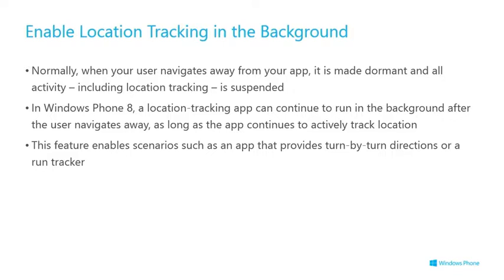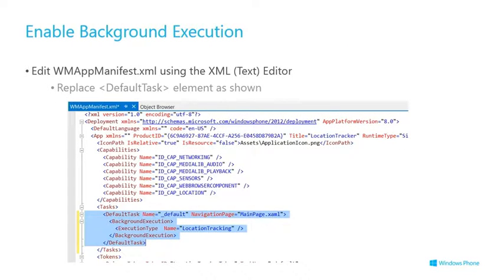Now, if you want to truly track location, even when the app loses focus, then you need to make use of this new background location tracking feature. And for that, you need to go in and edit the manifest again. The bit highlighted in blue is what you need to change. The default task tag will be there already, but inside it you put this background execution, execution type, name equals location tracking. That location tracking is a kind of magic string. That's just what you put in. It's not the name of your app or anything. But that background execution is what enables continuous background location tracking.